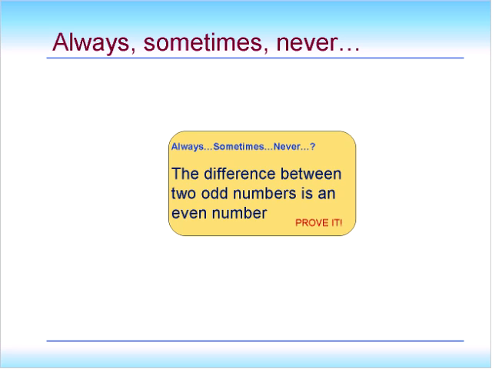The difference between two odd numbers is an even number. Is that always true, we think? Well, how do we know? How could we prove it? What could we do to actually prove that? How would we actually go about proving whether this is a true statement, that it's always true?